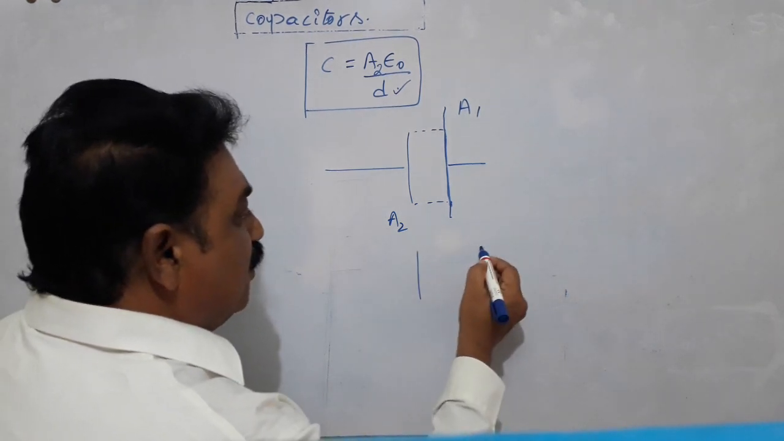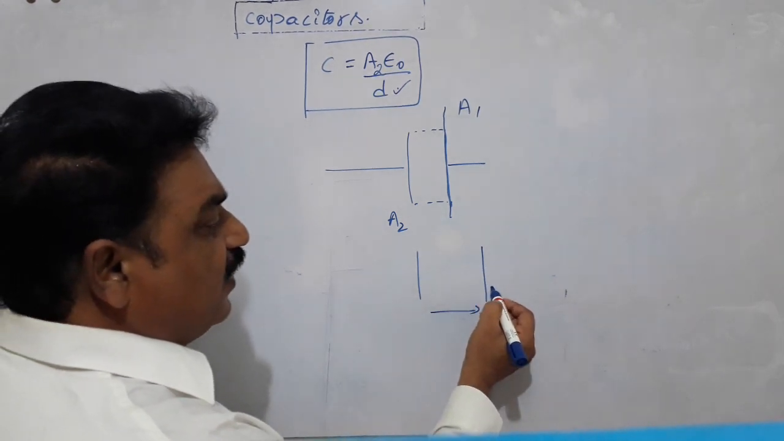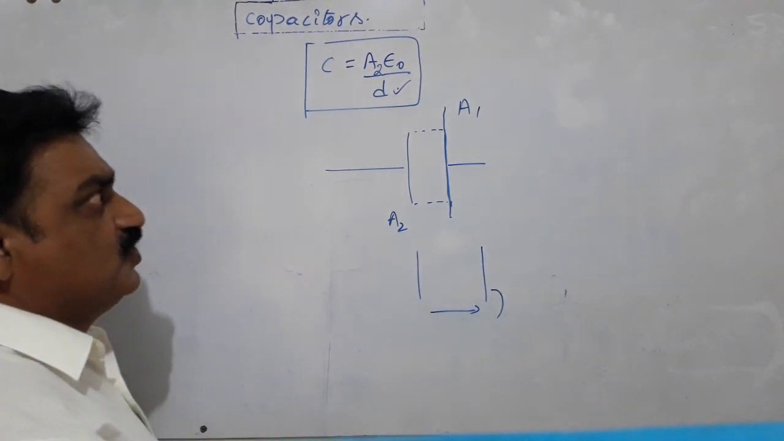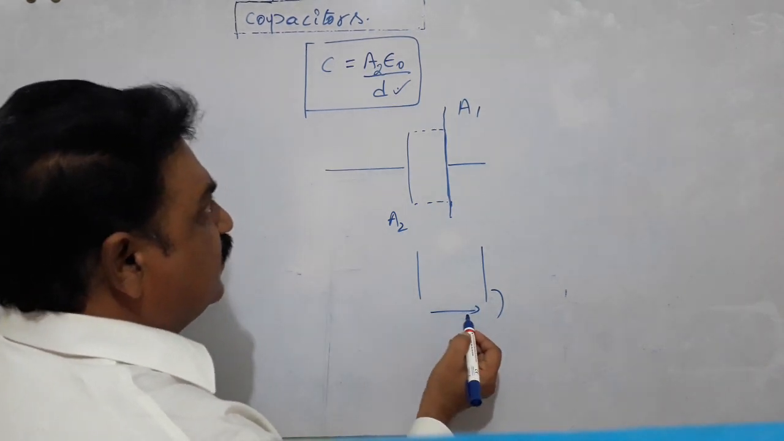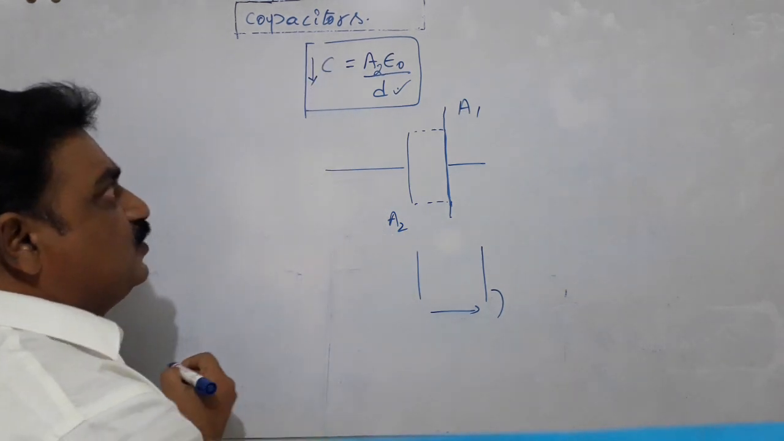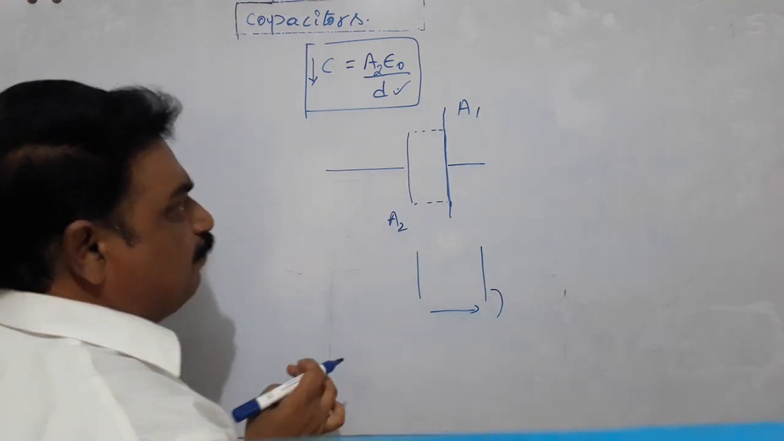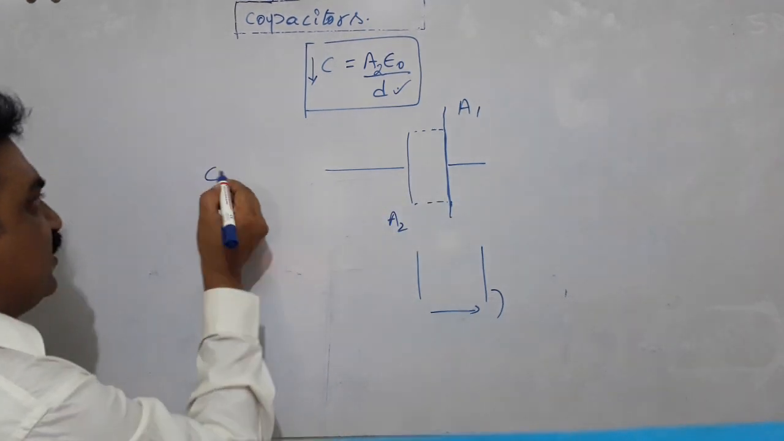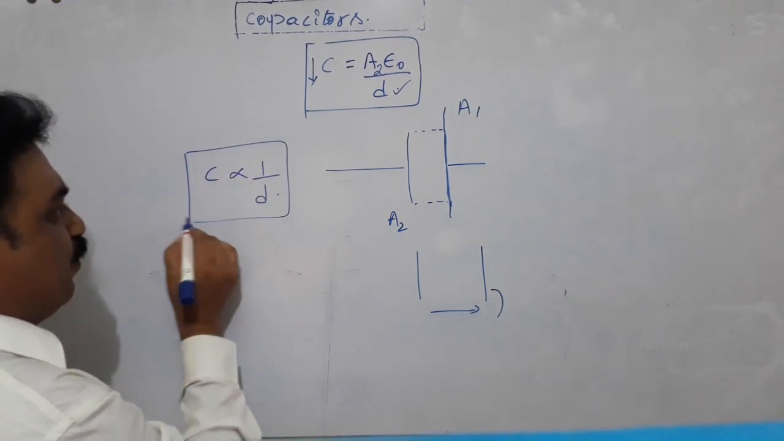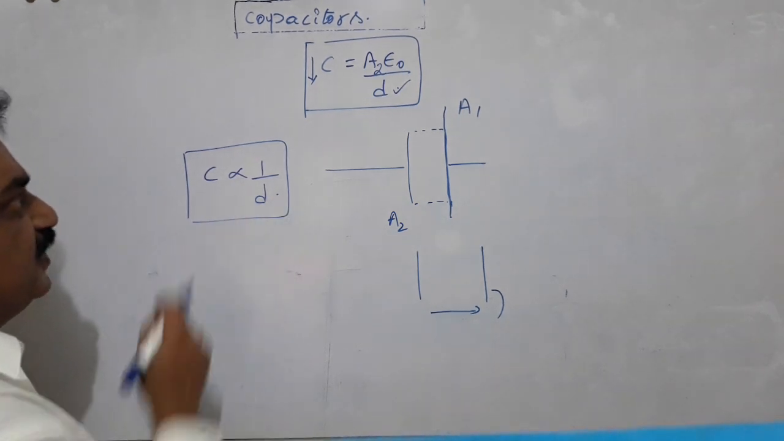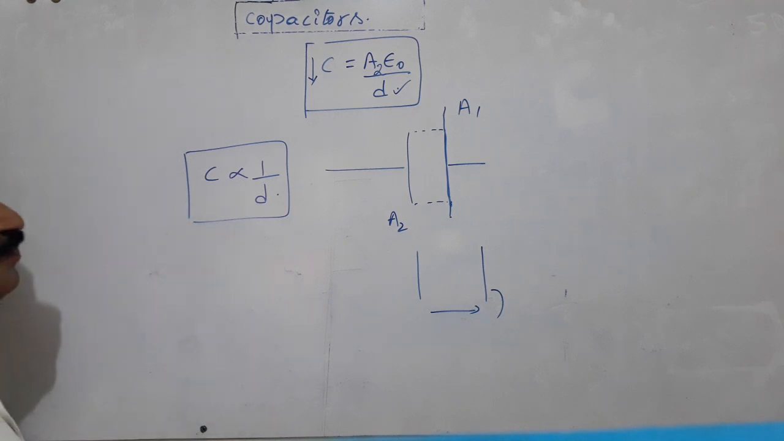If you increase the separation between the plates, the influence of the earthed plate decreases. So if you increase the distance, the capacity decreases. Keeping the plate area as well as the medium between the plates constant, the capacity of a parallel plate capacitor is inversely proportional to the separation between the plates. Therefore, C1 by C2 is equal to d2 by d1.